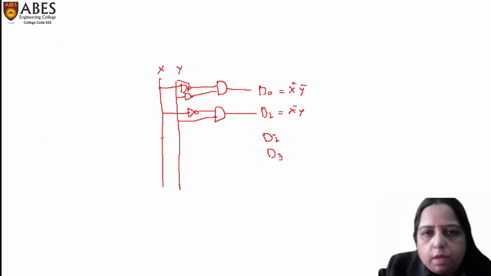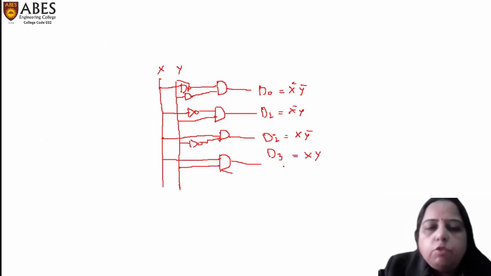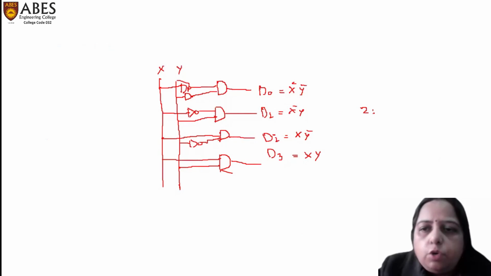Then we have X and Y bar. So the output is D2, which is equal to X Y bar. And for D3, we have X and Y. So D3 will be equal to X and Y. So this is the logic diagram for 2:4 line decoder.